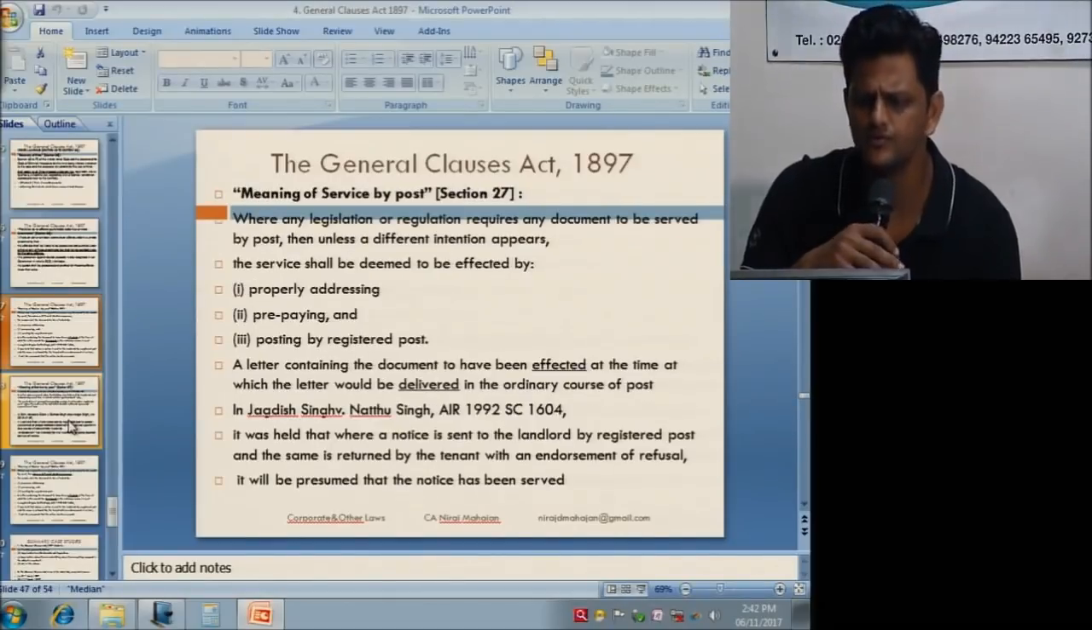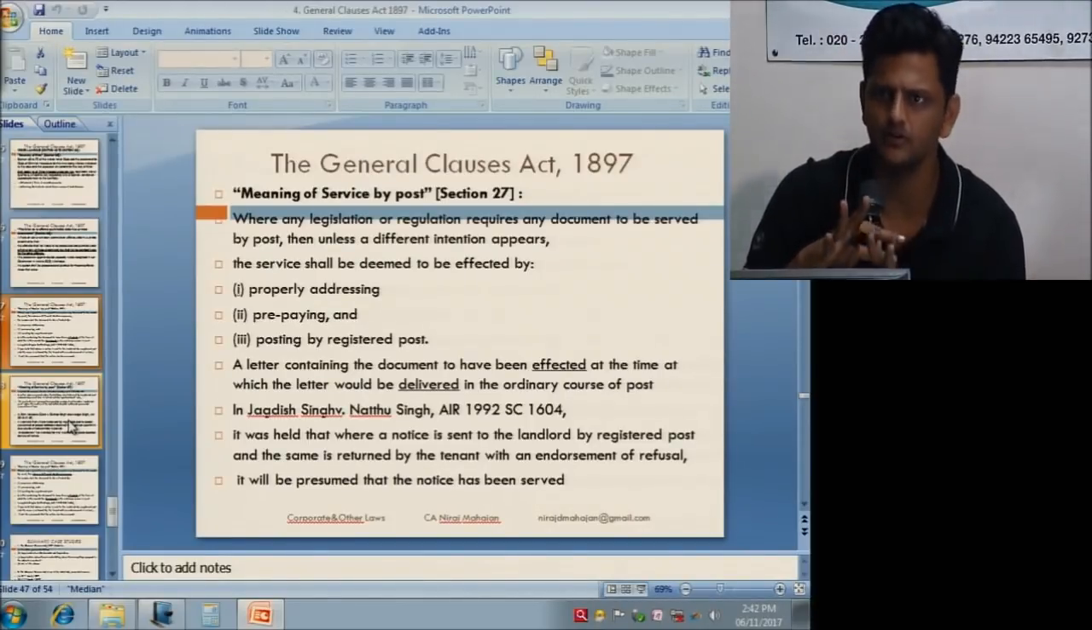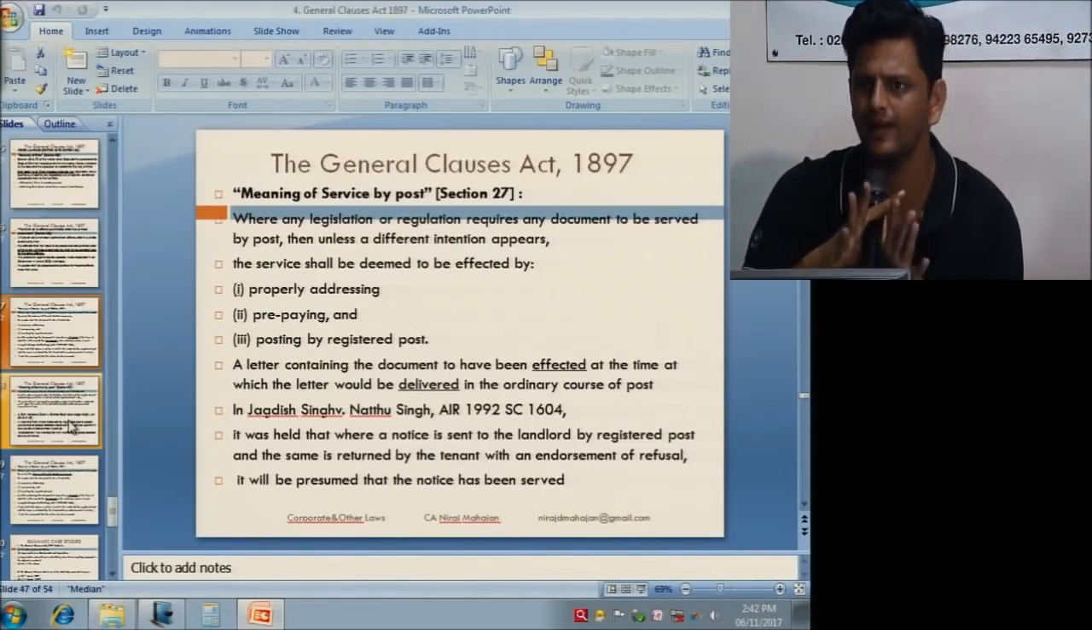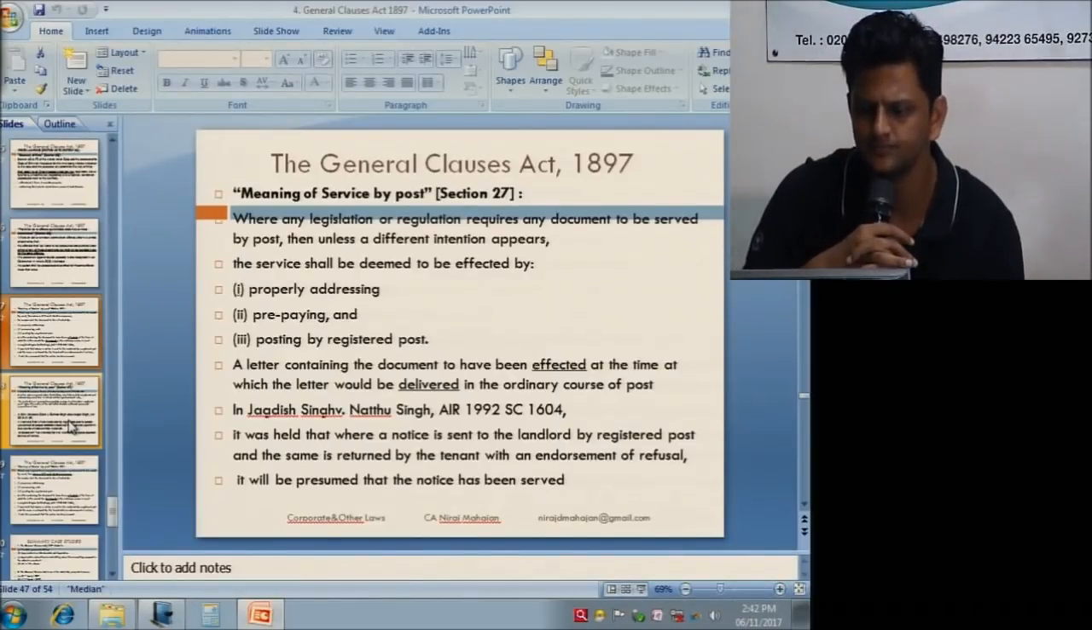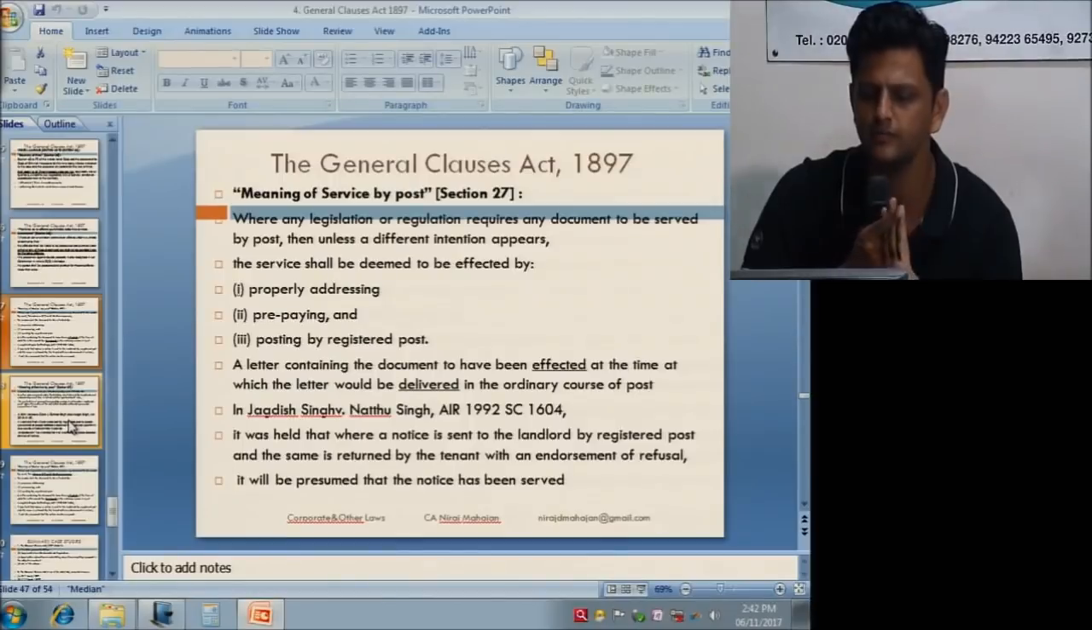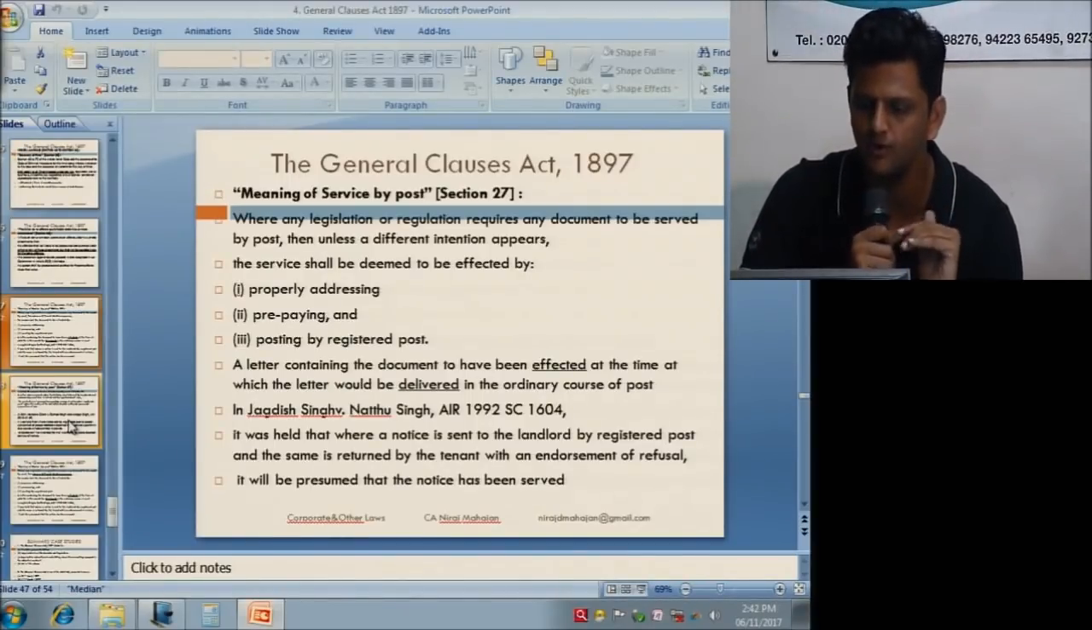Then the meaning of service by post, section 27. What was it? Service by post will be sufficient, or it will be deemed that there has been valid service by post, when it is properly addressed, prepaid, that means stamps are there, and posted by registered post. These are three combined, what do you call them? Conditions. All three should be there, no? Even if one of them is not there, we will say it is not properly followed.